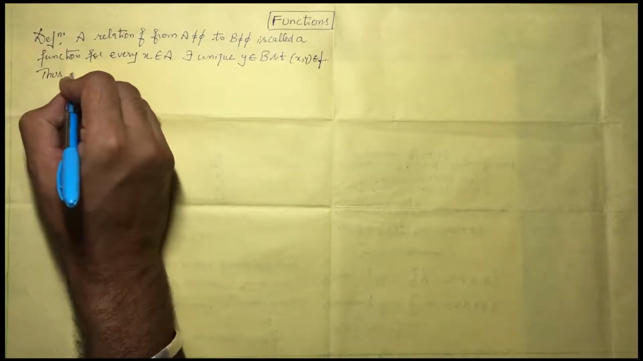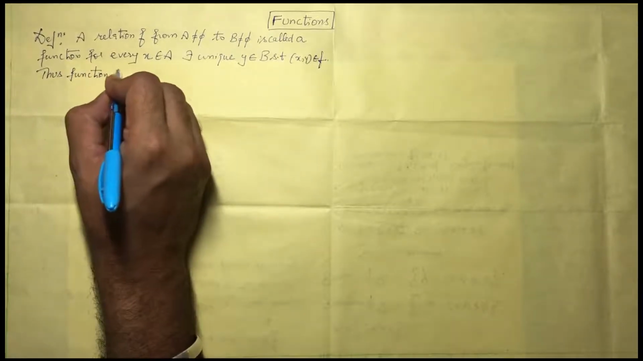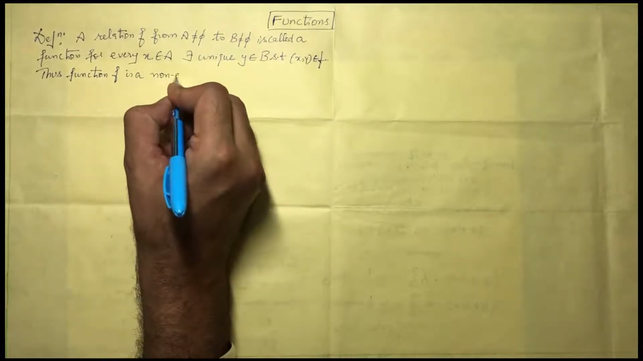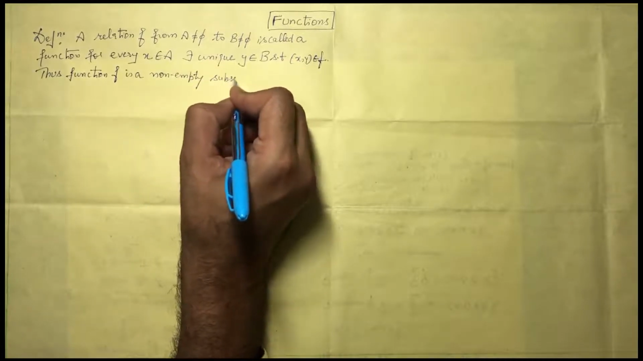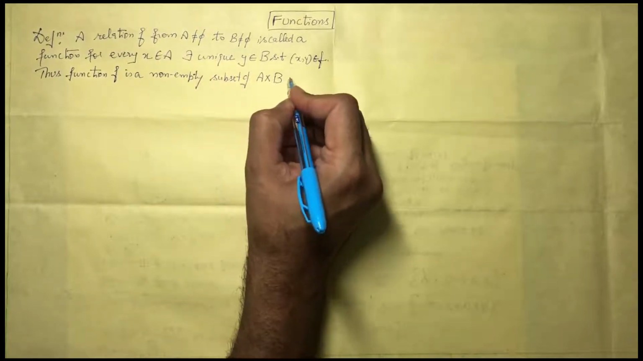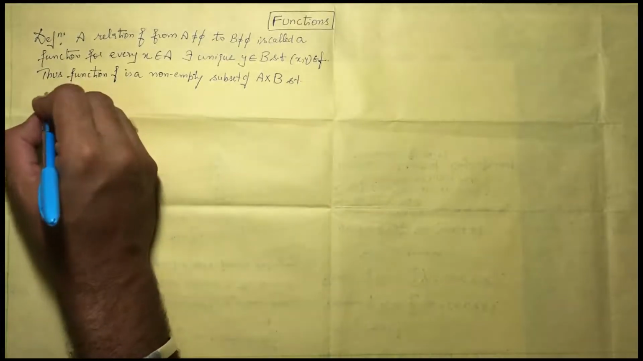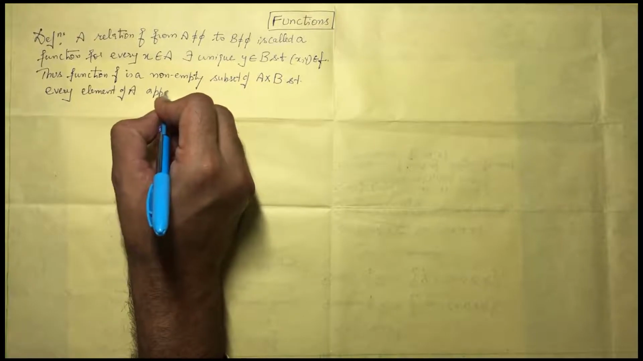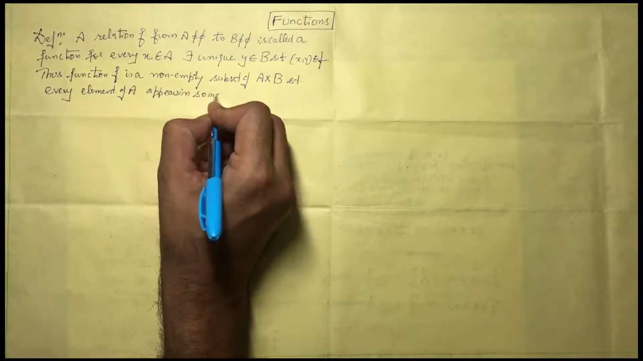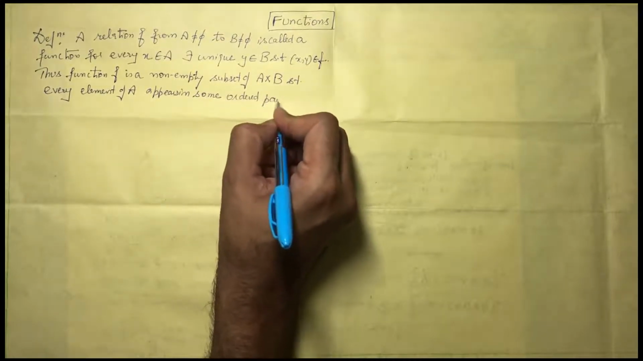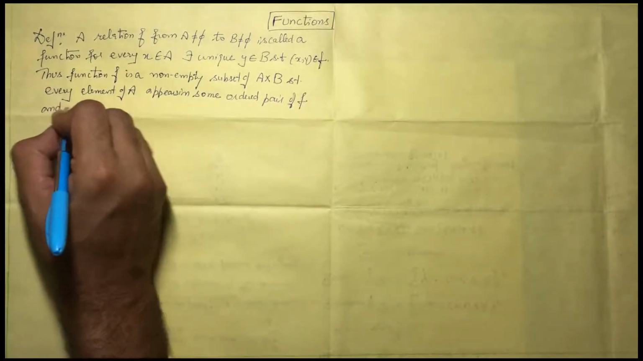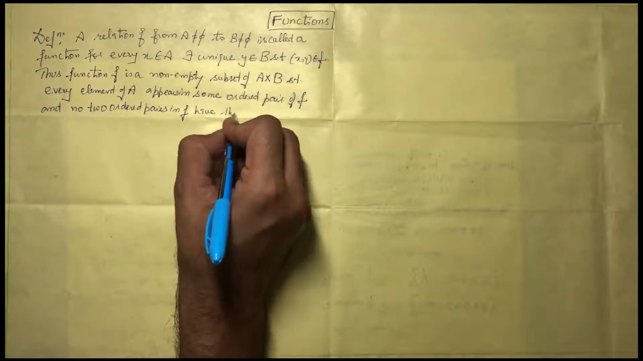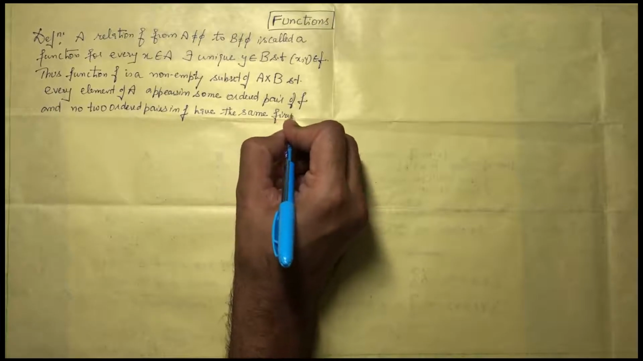Thus, what we get? Thus, function f is a non-empty subset of Cartesian product A and B such that every element of A appears in some ordered pair of f and no two ordered pairs in f have the same first elements.